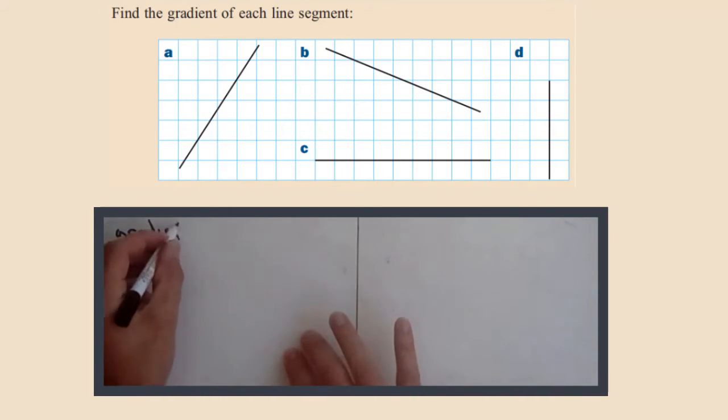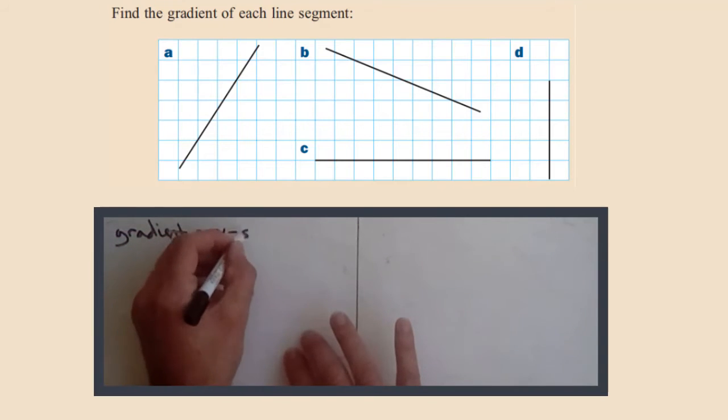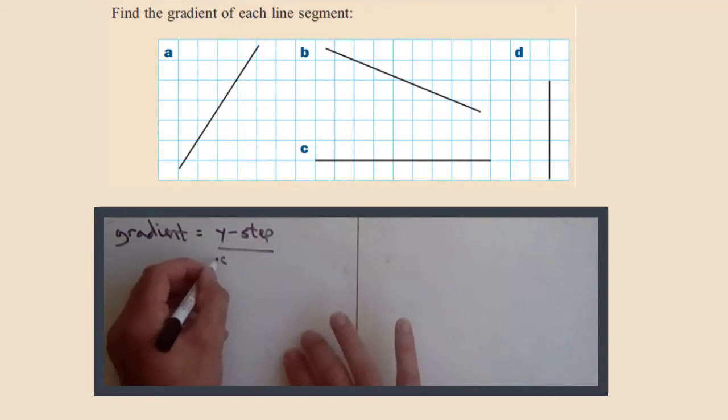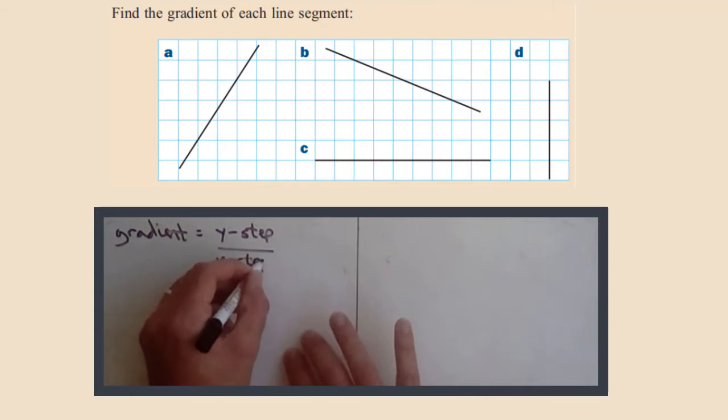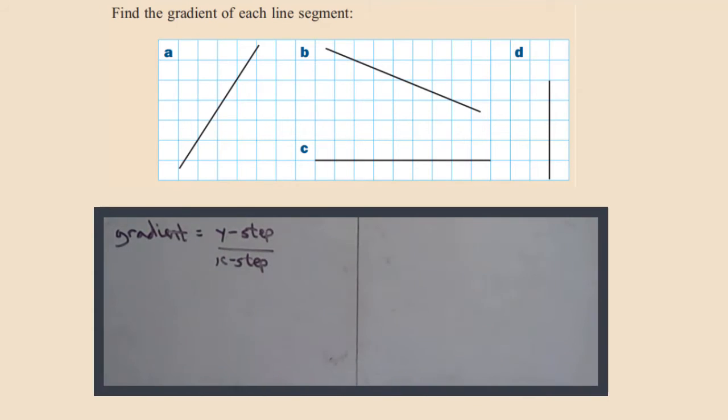gradient equals y step over x step. Sometimes call it sort of y change, the change in y divided by the change in x between any 2 points on the line.